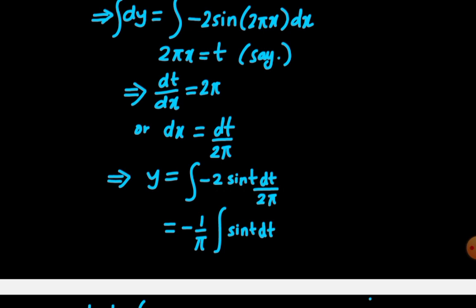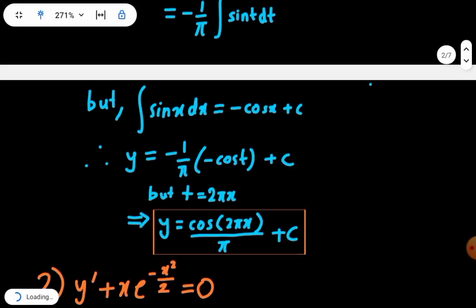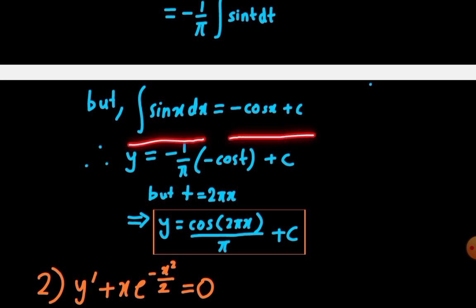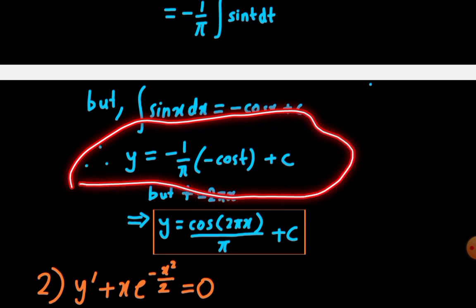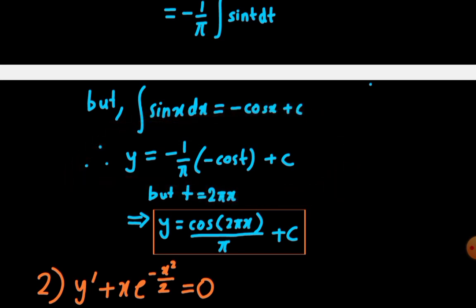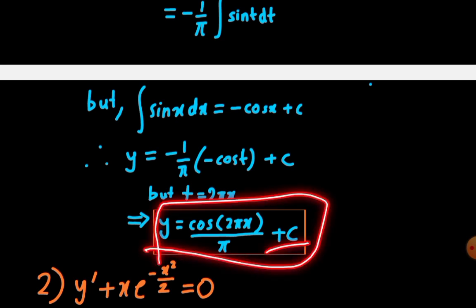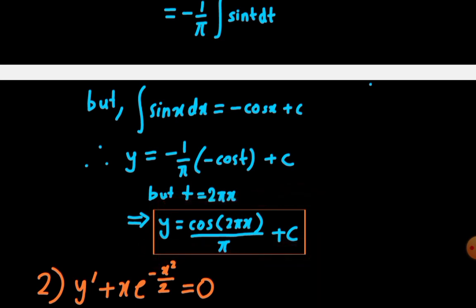And we can clearly see that it's of the standard form of integral sine x dx equals minus cos x plus c, and hence we get that our solution is minus 1 by pi times minus cos of t plus c. This minus and minus gets cancelled out, so we get a positive cos t by pi, but t equals 2 pi x, right? So we get y equals cos 2 pi x by pi plus c. So that is pretty easy, I guess.